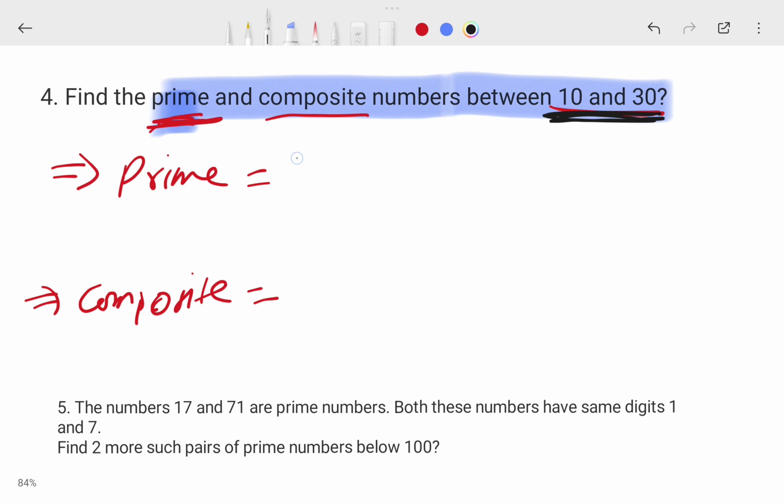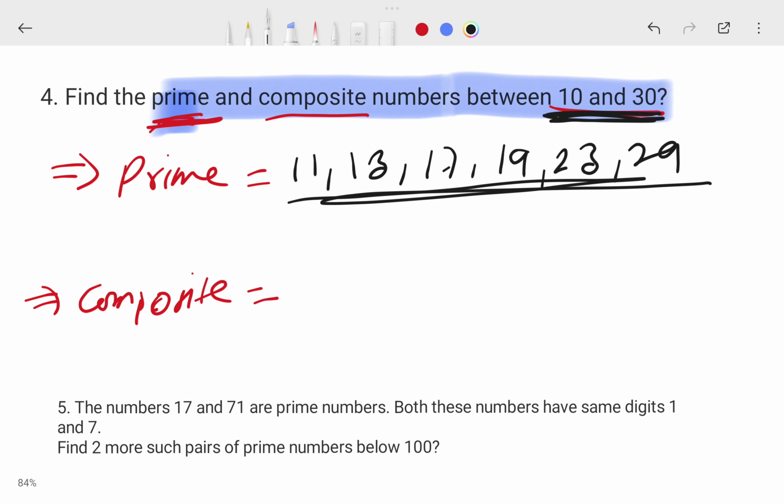So 11 is a prime number, 13 is a prime number, 14 is not a prime number because it has more factors. 15 is also not prime. 17 is a prime, 19 is a prime, 23 is a prime number, 29 is a prime number. Whatever numbers I have written have only two factors, 1 and the number itself. These are the prime numbers. Okay, is it clear?